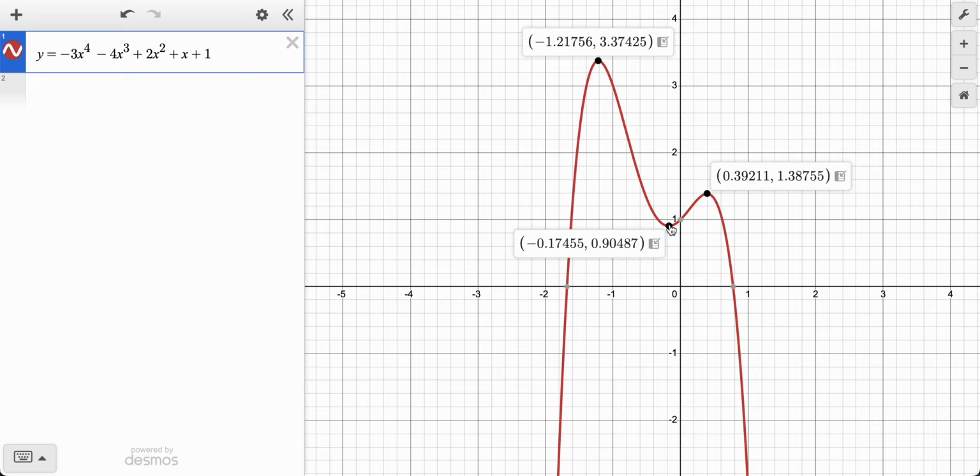We cannot call this point down here an absolute minimum because this point is not the lowest point of the entire graph. It is just the bottom of this valley. We have end behavior on the right and on the left that extend way beyond the bottom of that valley. So it is just a relative minimum.